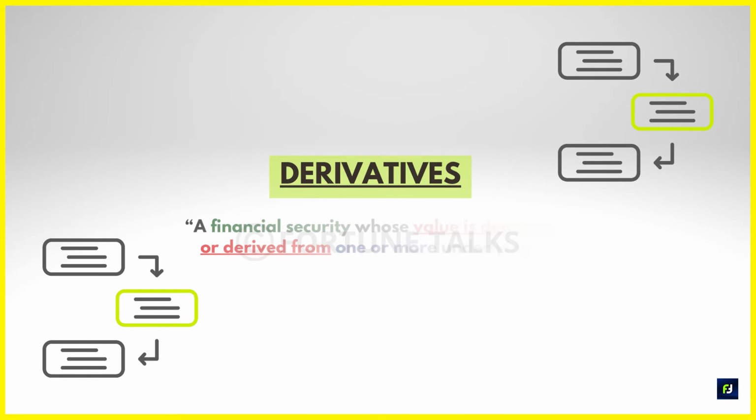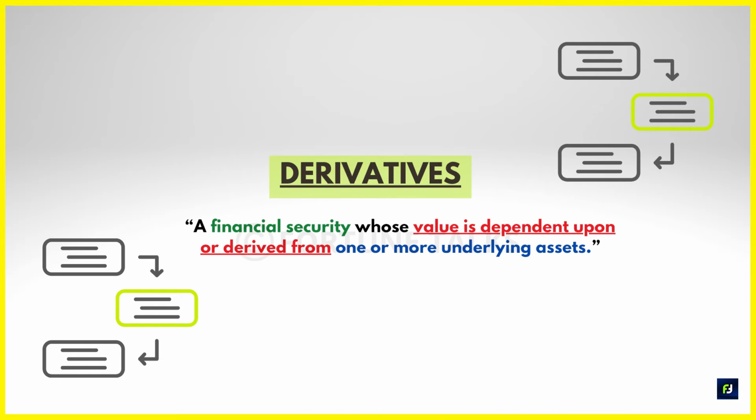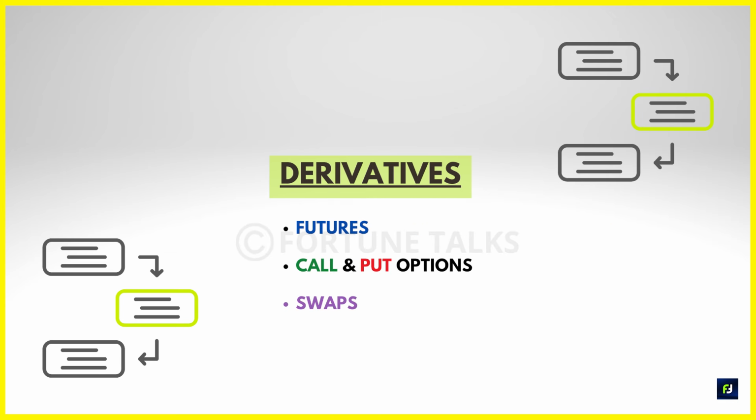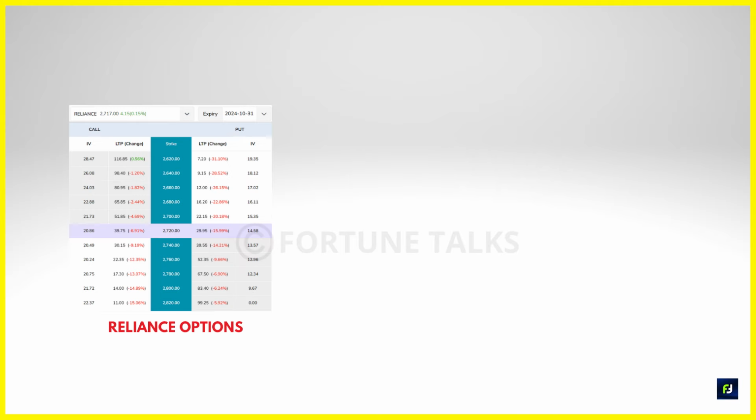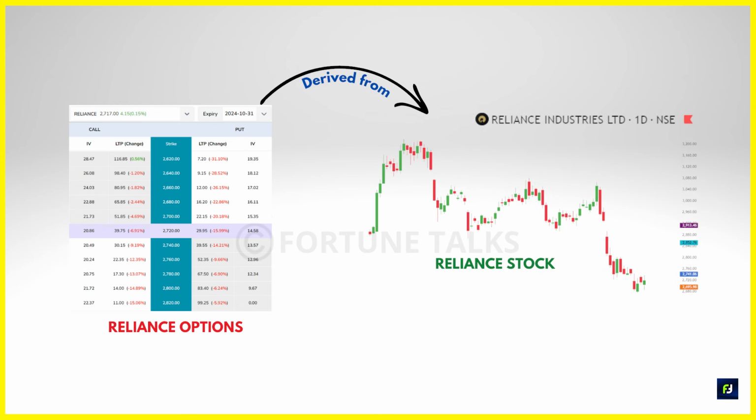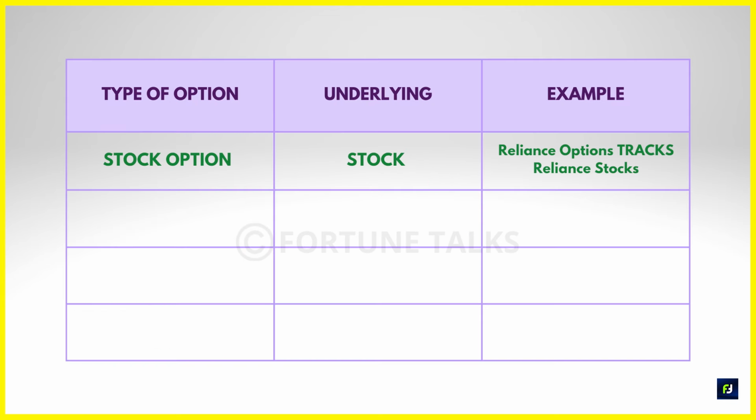As the name suggests, a derivative is a financial security whose value is dependent upon or derived from one or more underlying assets. The derivative itself is a contract between two or more parties, as with call and put options, futures contracts, etc. And the price of these derivatives are determined by fluctuations in the underlying asset. In this case, the value of Reliance call and put options are derived from the Reliance stock prices. Or in other words, the Reliance stock is the underlying asset which provides the value for the Reliance options and futures derivative contracts.